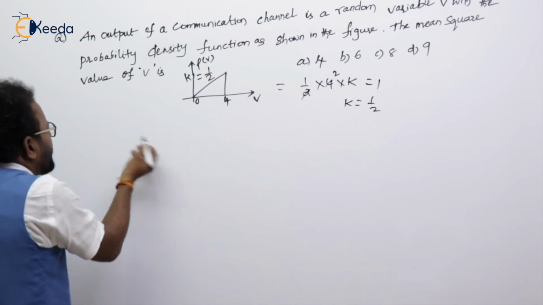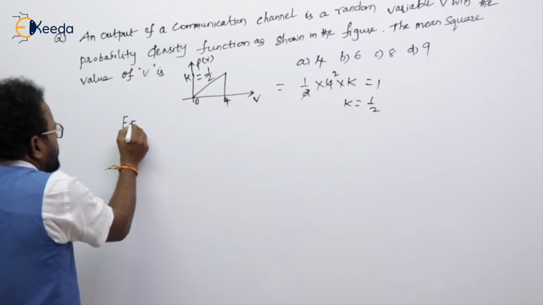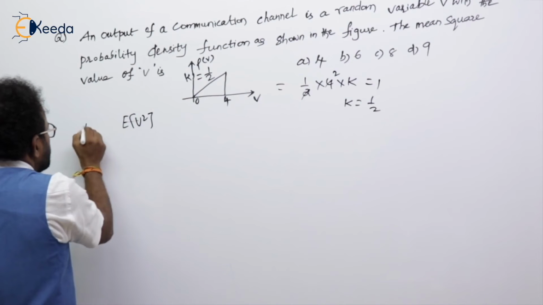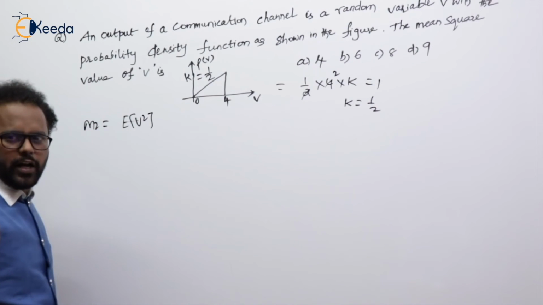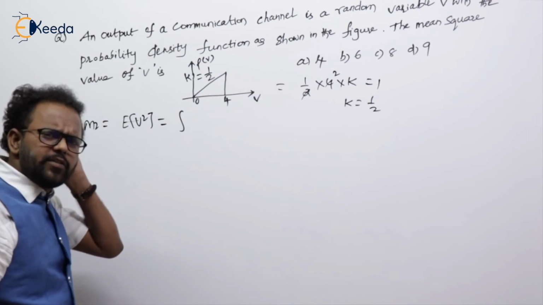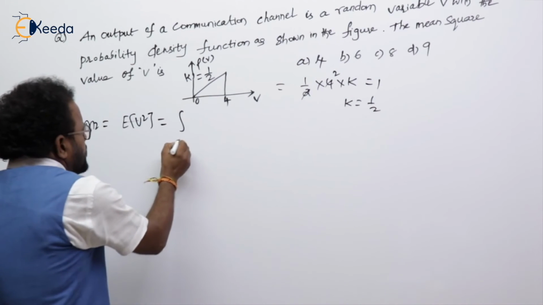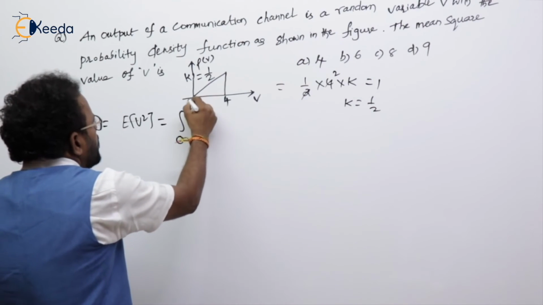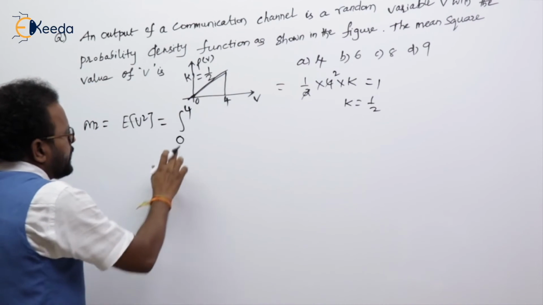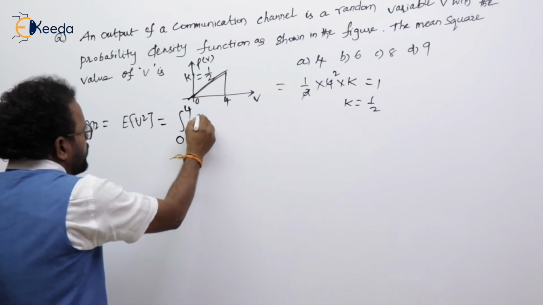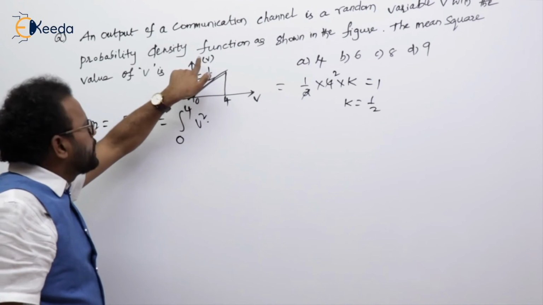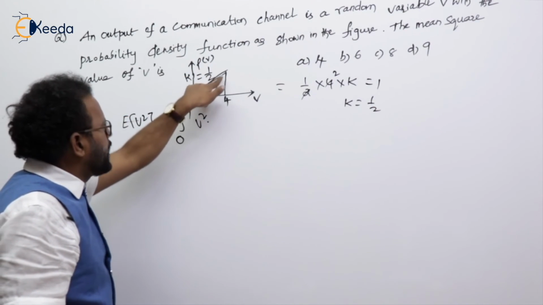Then calculate the mean square value. The mean square value is nothing but the expected value of V², that is the M2 value. So this is nothing but the integral from minus infinity to plus infinity. But the function exists only from 0 to 4, so we write the integral from 0 to 4 of V² into f(V). Here f(V) is the p(V), which is going through the origin.